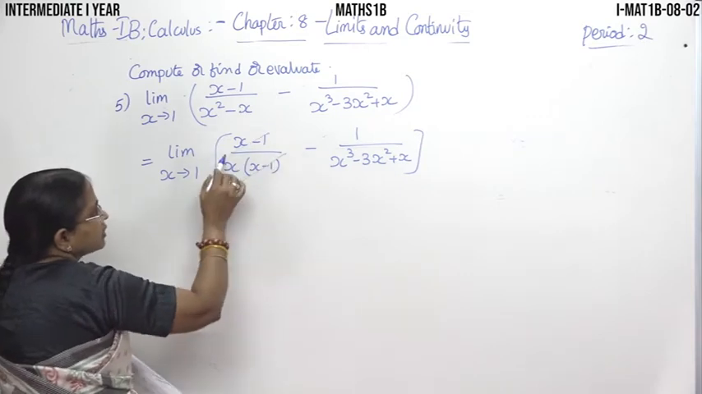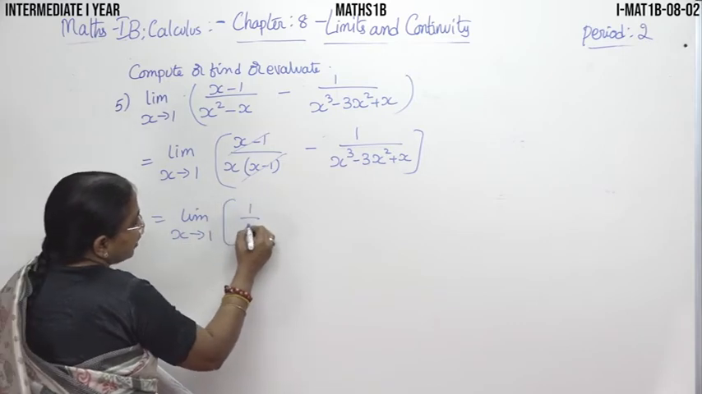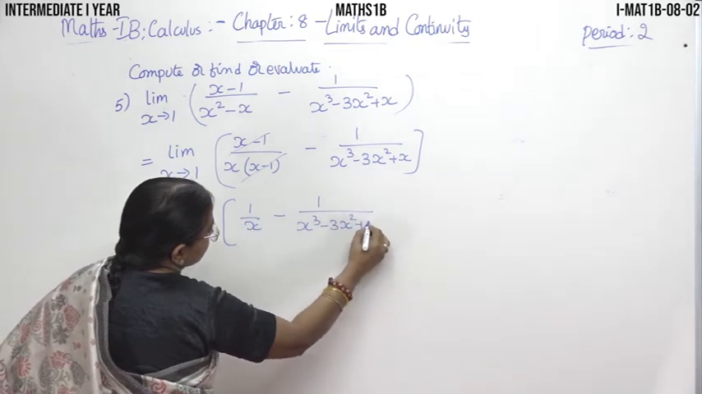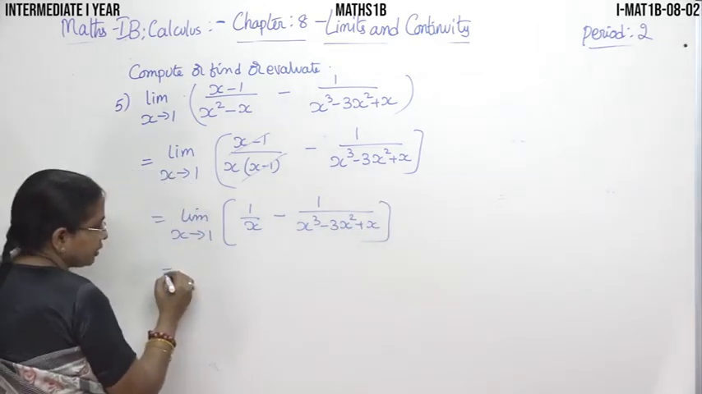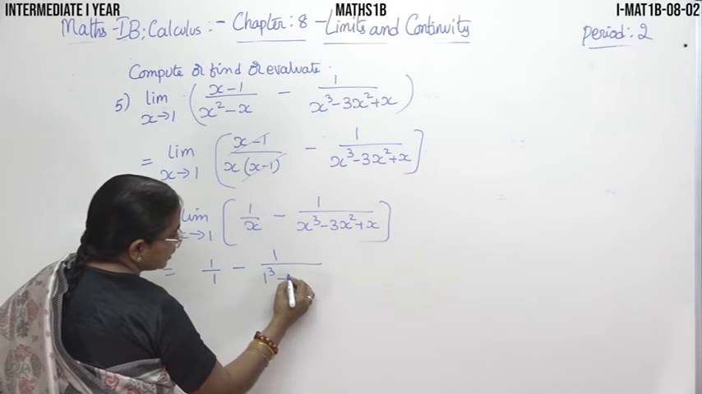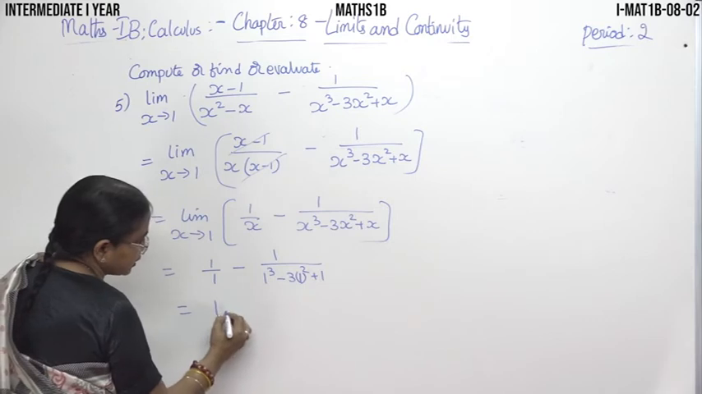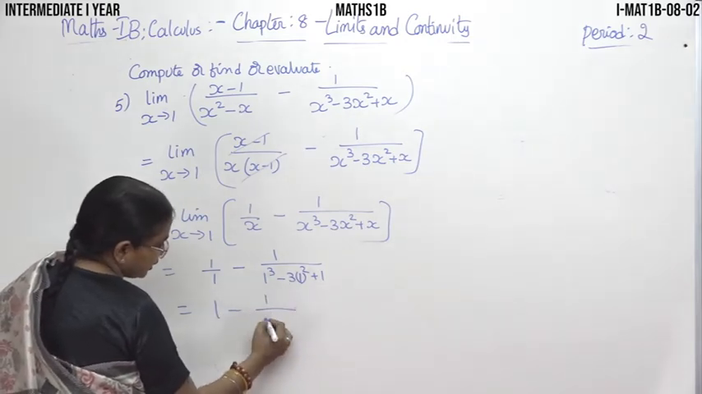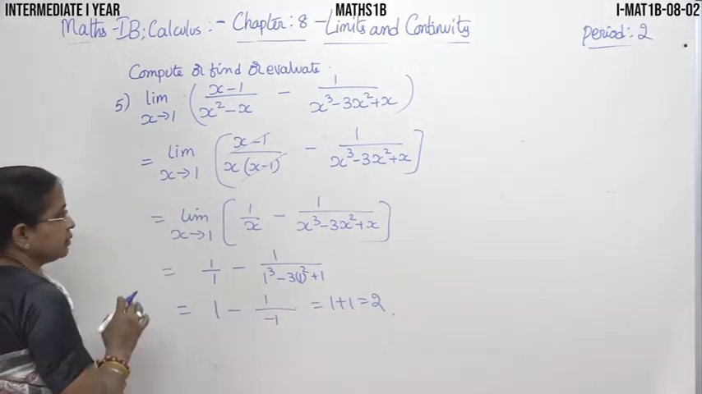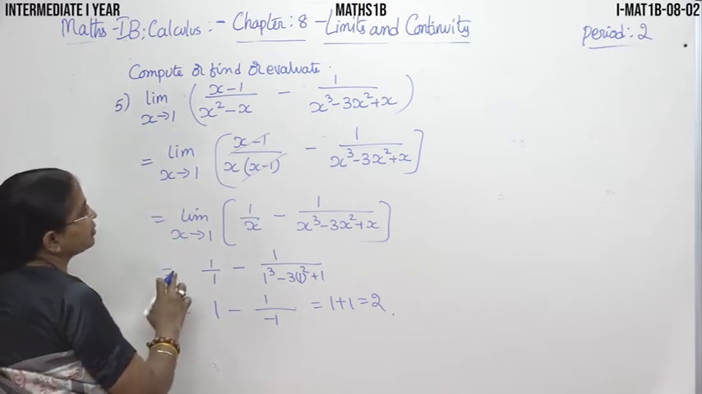So x minus 1 gets cancelled. So it is limit x tending to 1 of 1 by x minus 1 by x cube minus 3x square plus x. So now substitute 1. Then it is 1 by 1 minus 1 by 1 cube minus 3 into 1 square plus 1. So that is 1 minus 1 by minus 1. So that is 1 plus 1, that is 2. So here you must observe. See, the steps are very important. Where to write the limit, where not to write the limit is very important.